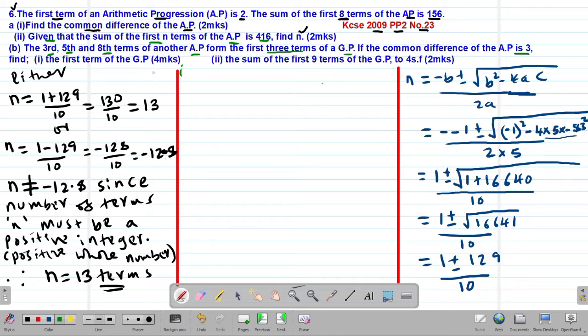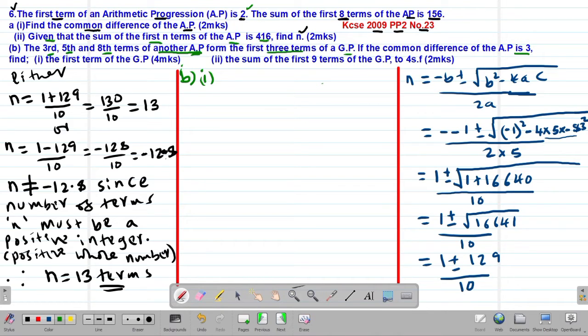So what we are going to do in this particular case is to find the third, the fifth, and the eighth terms of this particular another AP. The word another AP in this particular case simply means that we are going to use a different common difference and a different first term, unlike the first term for the first AP, which was actually 2. So this is part B, Roman 1 of the question.